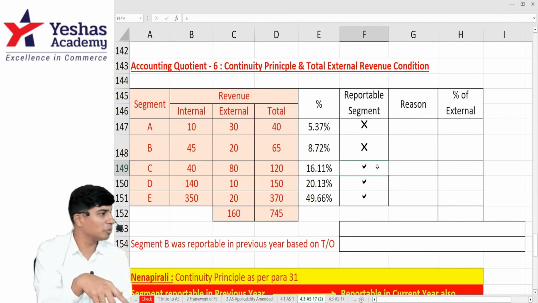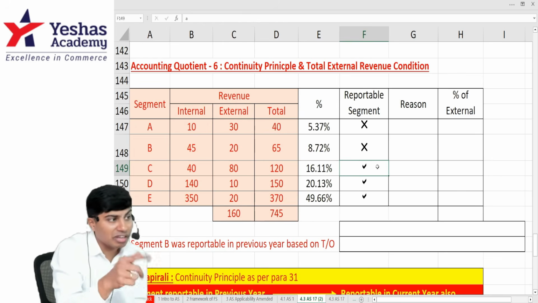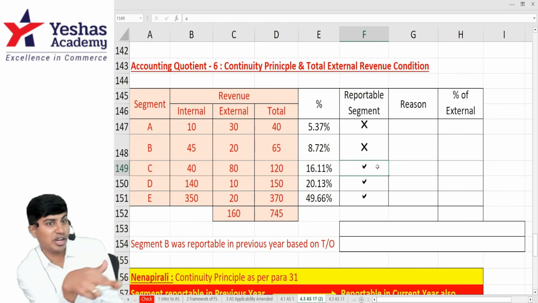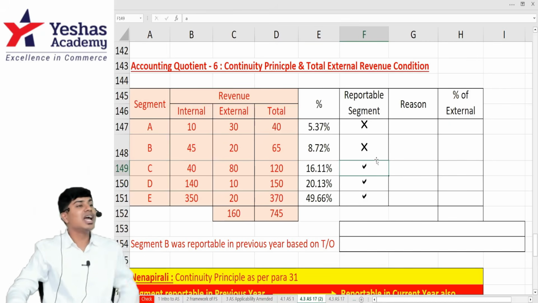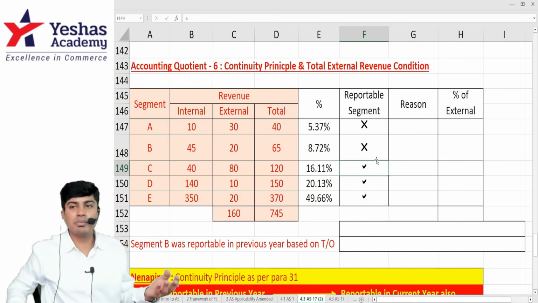External revenue from the reportable segments should be equal to 75%. If not, identify such additional segment as reportable. New condition. What is this new condition called? Continuity principle. What is it? Continuity. Everyone should tell you.